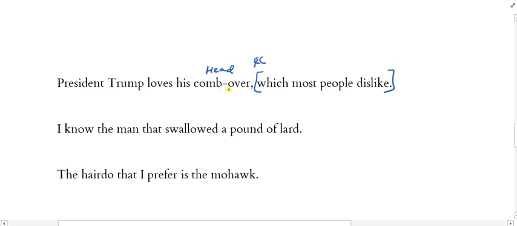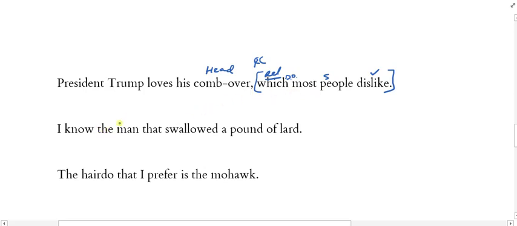What am I saying about it? Well, most people dislike it. That's the relative clause's modifying function, to tell you how people are predisposed toward his comb-over. Anyhow, what's my relative word? Well, the relative pronoun is which, and then most people dislike. Most people is my subject inside the relative clause. Dislike is the verb, and actually the function of which is the direct object.